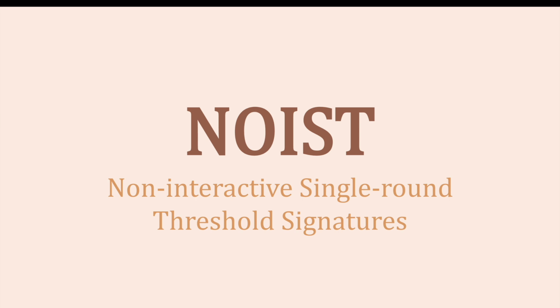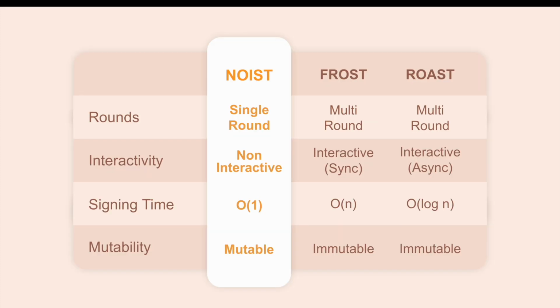NOIST is a new threshold signature scheme I've discovered myself. Here's a bit of a competitor breakdown. If you're familiar with Frost and Roast, it differs a lot. In terms of interactivity, I guess that's the main thing here. NOIST, let's start with the rounds first, right?